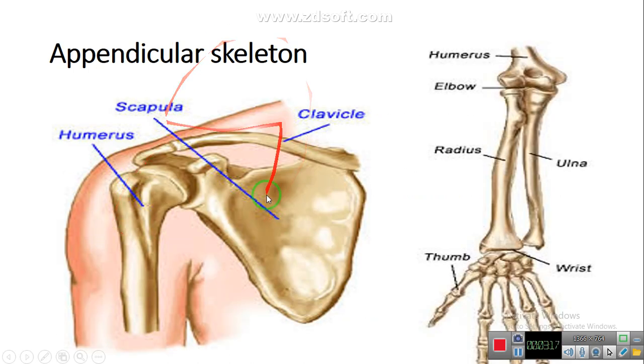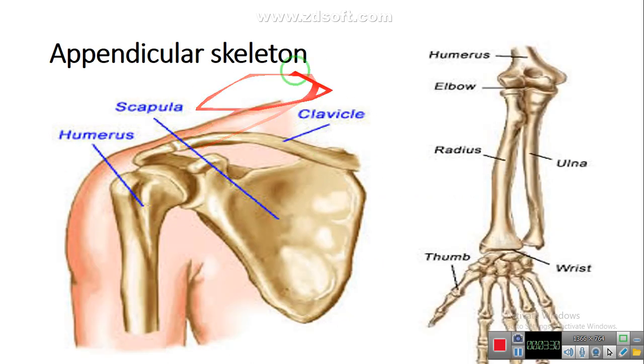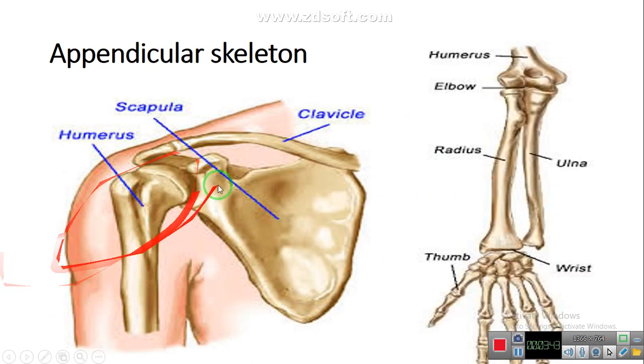Here you can see the scapula, which forms the posterior part of the shoulder girdle, and this is the clavicle, which is a long and curved bone and forms the anterior part of the shoulder girdle. And this is the humerus, the long bone of the upper limb, and it consists of a shaft and two extremities. These are the two extremities.